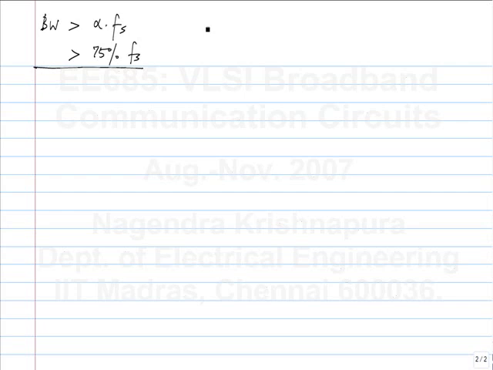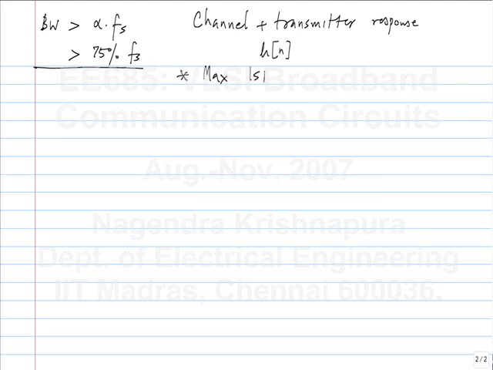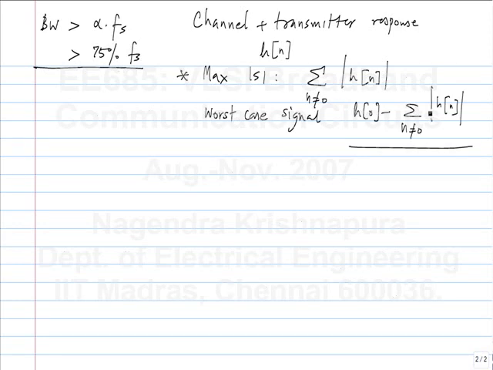So, if we represent the impulse response of the channel plus transmitter like this, the maximum ISI that you can get is the summation of absolute values of h[n] for n not equal to 0. n equal to 0 is assumed to be the peak value of the cursor. If you sum all the other elements, they can all add in a destructive fashion to your signal. So, if you send a positive symbol, then you can subtract this from h[0] and get the resulting value. And that is the worst case signal that you get. The result of this is that this is clearly smaller than h[0] itself.